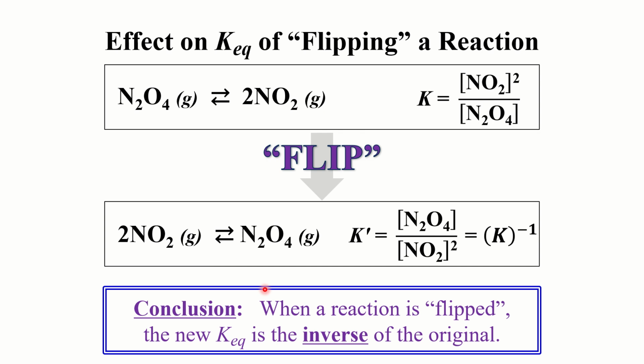So the conclusion here is that when a reaction is flipped, the new KEQ is the inverse of the original. Remember, that's what a value being raised to the -1 exponent implies, an inverse. So the new KEQ value is the inverse of the original.